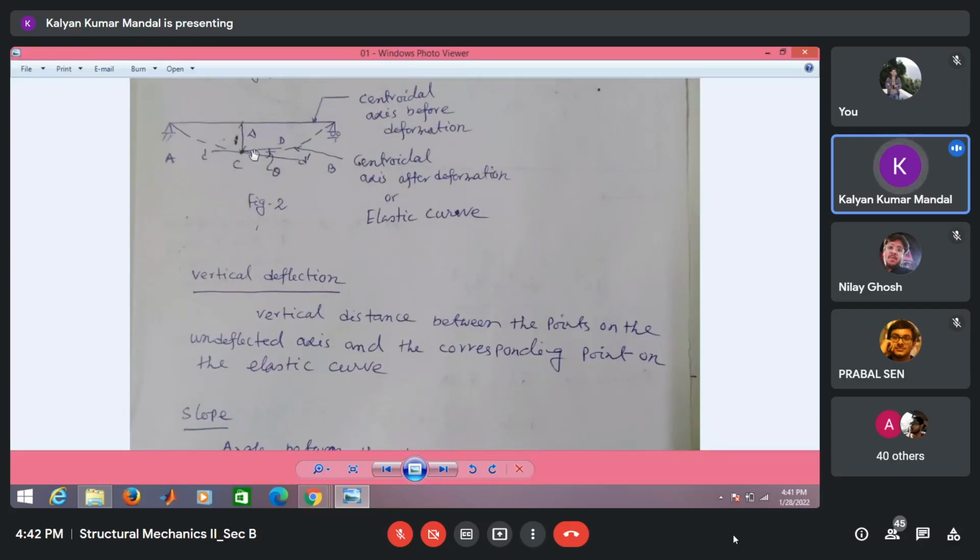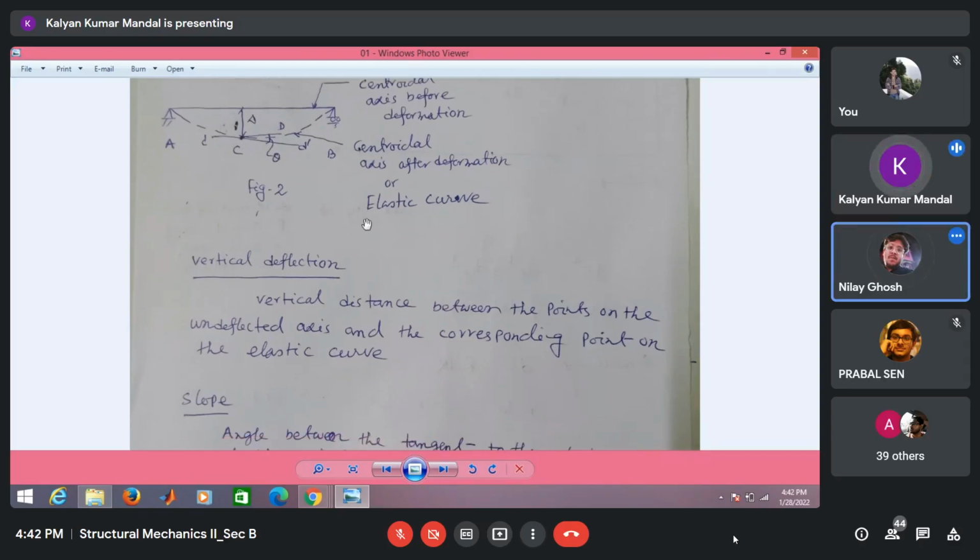If we try to find the slope at point C, then we have to draw a tangent at that point on the elastic curve. This CD dash is a tangent on the elastic curve at point C, and the line CD is parallel to the centroidal axis before deformation. The angle between these two will be the slope at this point C. So the vertical deflection and slope will change with position? Yes, it depends on the position of the point.